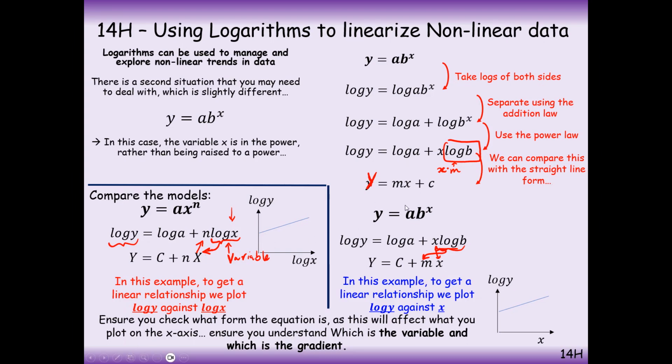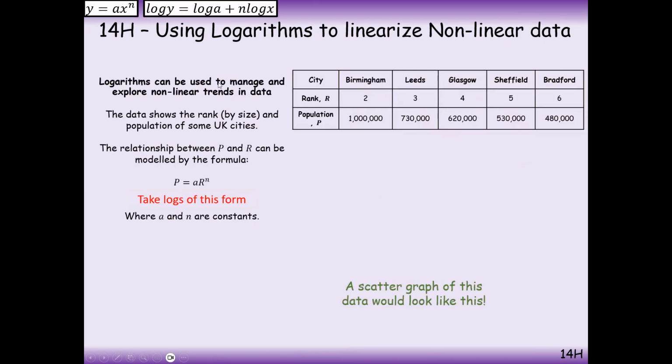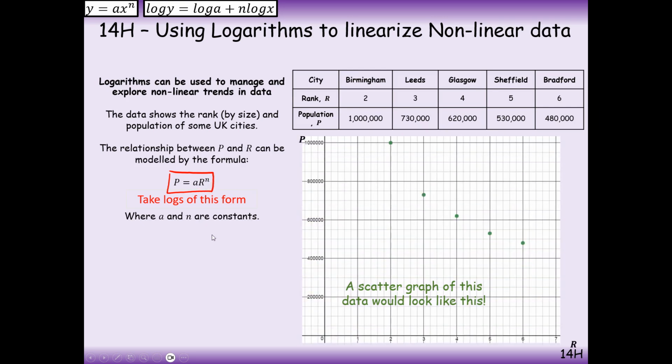So now here's the first example. We've been told that we've got some rankings for four or five cities and populations, and we've been told to use this model. P equals a times r raised to the power of n, and r is our variable. We're going to take log of this function that's got an exponent of n there. We want to bring it down here.